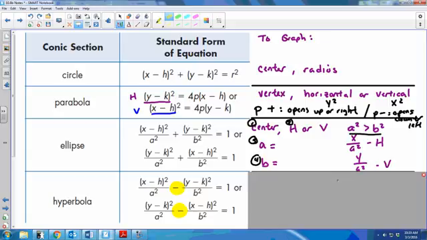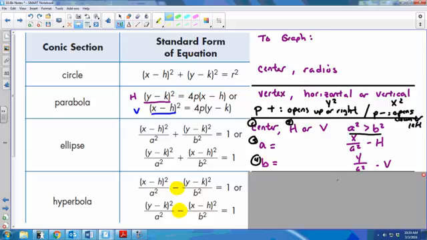Horizontal or vertical. Still need to know the center. You need to know A, because from the center over A is the vertex of each branch. And then we were using the asymptotes. I'm going to shortcut that today by finding B.